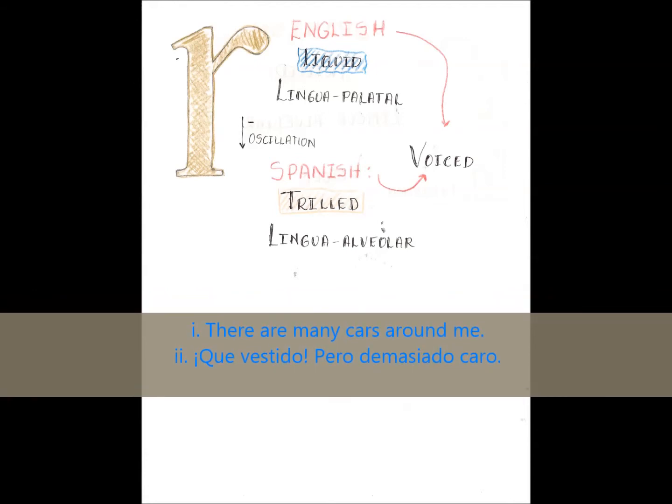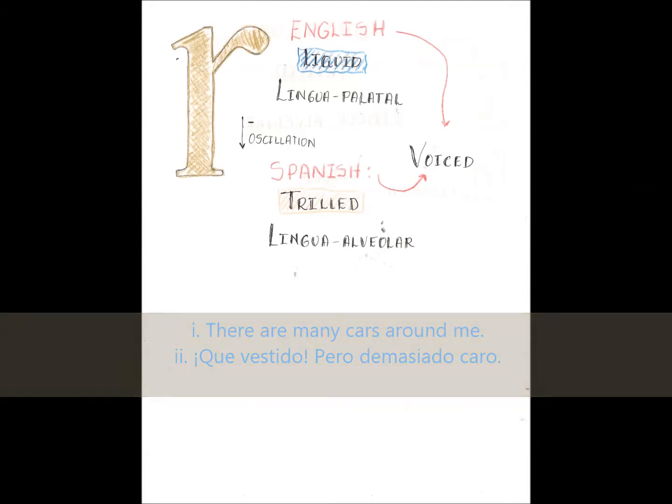This phoneme is present in both languages too. In contrast with the majority of consonants in both languages, this phoneme is so different in each one. In English, the R, as the L, is a liquid sound. In Spanish, it is known as a trill sound. In Spanish, it is a lingua alveolar sound, whereas in English it is a linguopalatal sound. In each language it is a voiced sound.